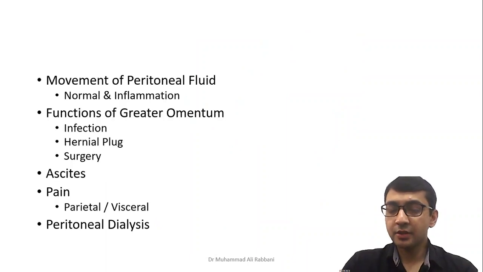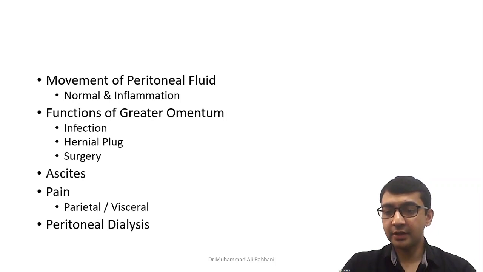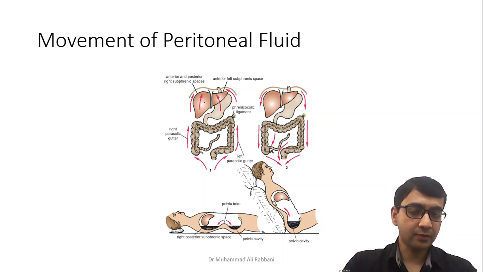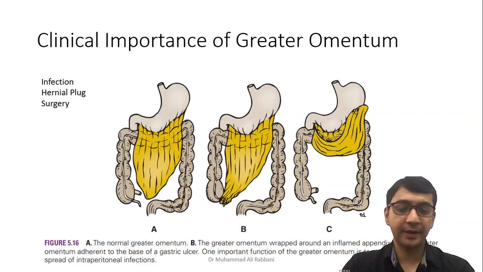So we'll discuss the movement of peritoneal fluid, along with the function of the greater omentum, ascites, pain, and peritoneal dialysis. So this is the movement of peritoneal fluid, which I just discussed. It is from below upwards, and due to that, to prevent absorption and irritation of the diaphragm, a person with infective peritonitis is usually made to sit upright.